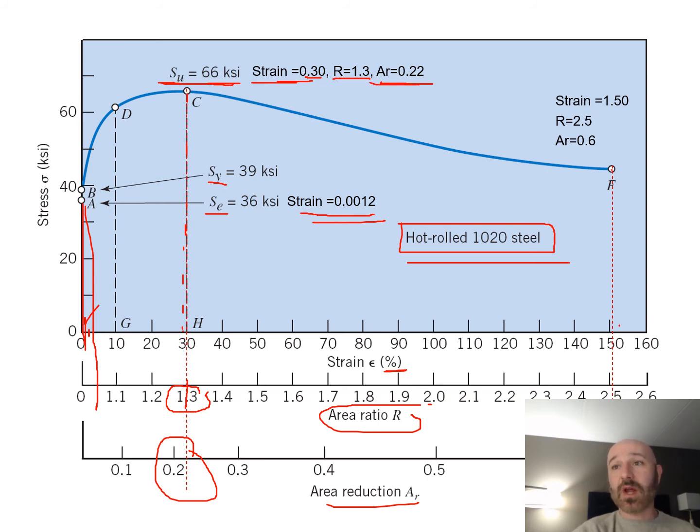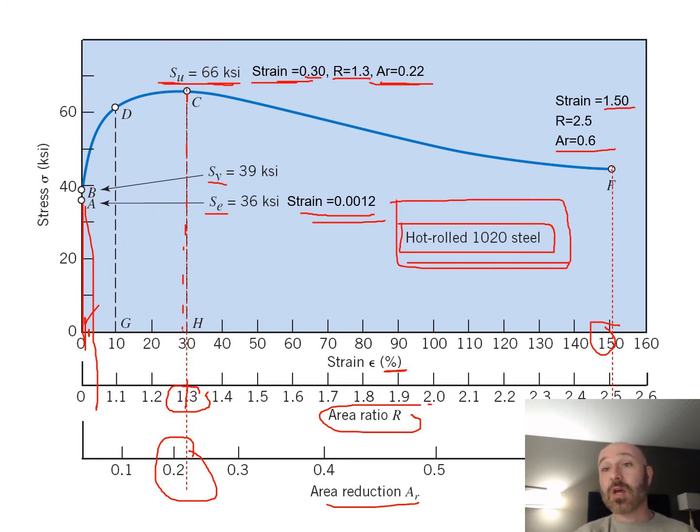Okay, our strain at our fracture is at 150% or 1.5. Our R value is 2.5, and if we go all the way down, our A sub R is at 0.6. So this is another way that we can present some information, where we can back out some more material property information for different types of materials where they give us this type of stress strain curve.